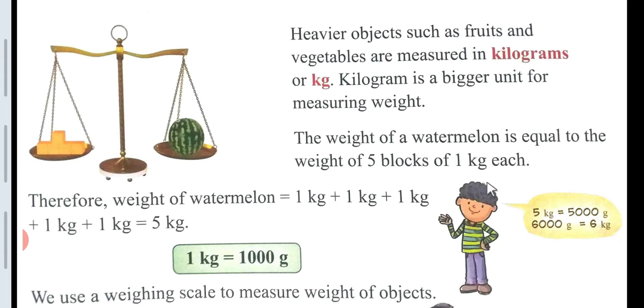Here you can see the boy is saying 5 kg is equal to 5000 grams and 6000 grams is equal to 6 kg. Please remember these things. It will help you in your exams. So 1 kg is equal to 1000 grams.